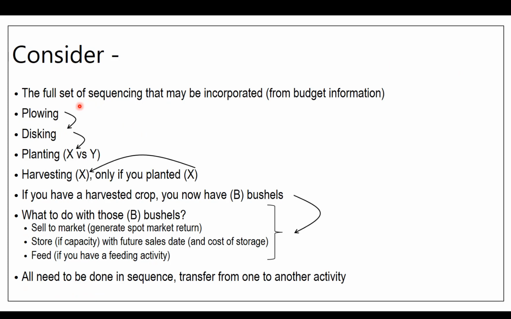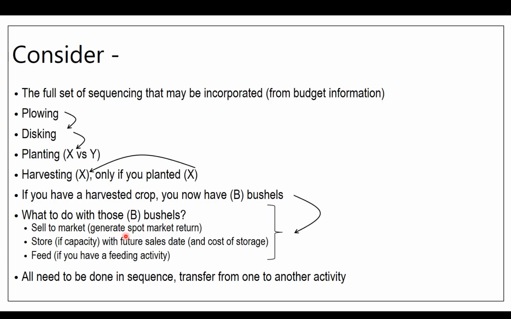And let's just remember our sequence. So plow, then disking. You can disc land once it's been plowed. You can then plant, choose which crop you're going to plant to once land has been disked. And then once you've planted, you can only harvest if you actually planted that crop. If you harvest a crop, you actually generate bushels, not acres of the crop. So those acres of harvest land get converted to the total acreage harvested multiplied by some bushel factor, the yield per acre, and that's what you end up with.